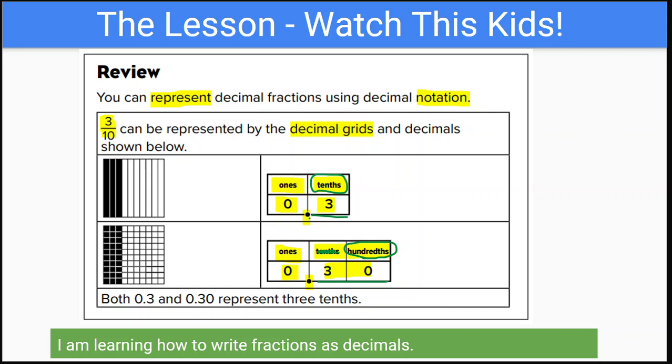Whenever you see a decimal point and you're reading the number, you want to use the word and, A-N-D, 0 and 3/10, 0 and 30 hundredths. So both 0 and 3/10 and 0 and 30 hundredths represent 3/10. They're both the exact same amount right here. It's just a different way of saying it. Kids, you're learning how to write fractions and decimals.